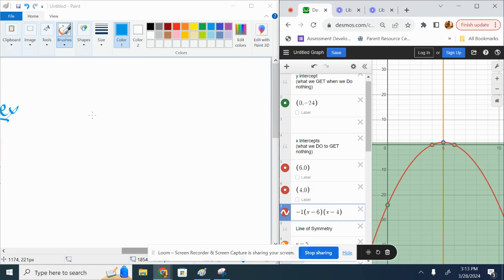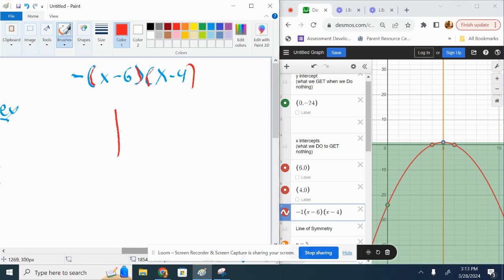Once we have our factored form, we can now multiply it together using an area model to find our standard form. When we multiply it, I like to use the area model. It's not the fastest, but it is one that makes a lot of sense to a lot of people. So x times x is x squared. X times -6 is -6x. X times -4 is -4x. And negative times negative makes a positive, and 4 times 6 is 24.